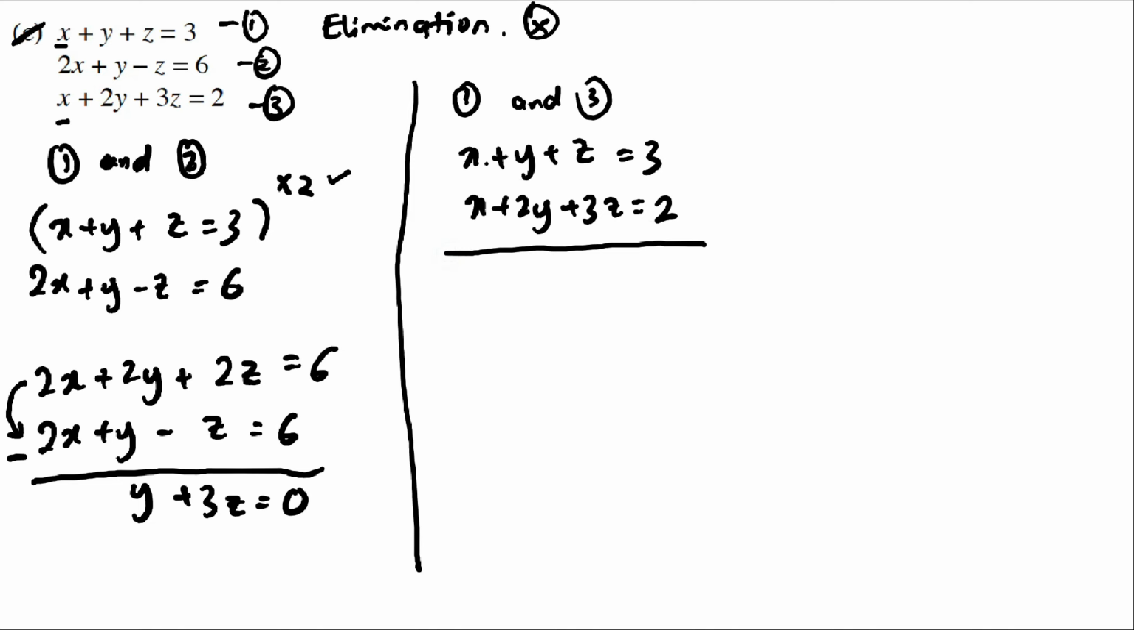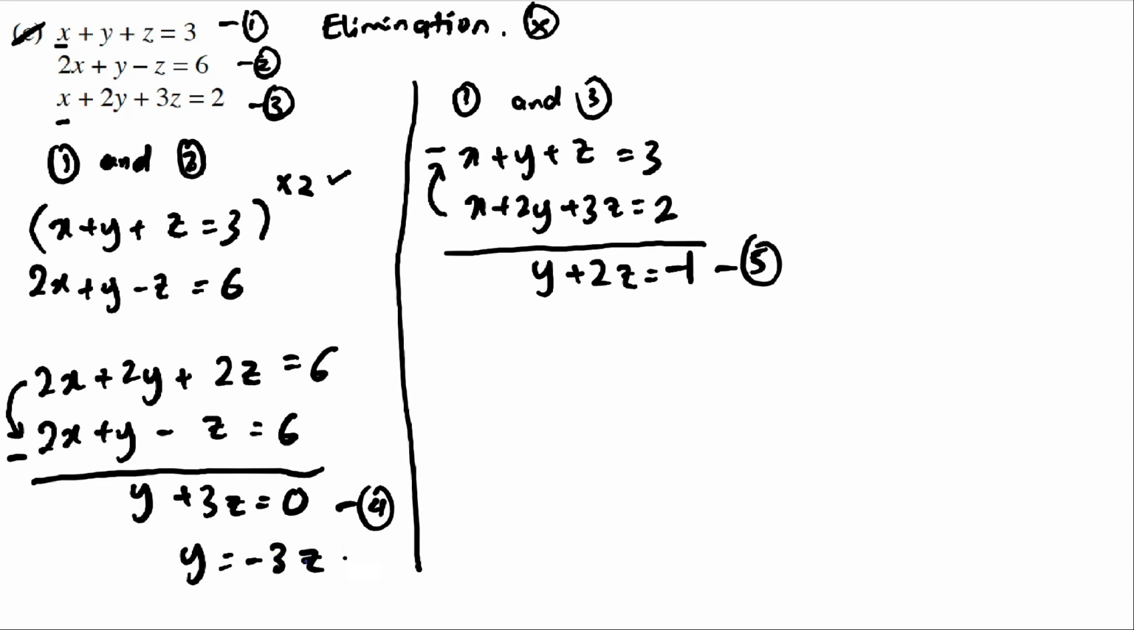To eliminate x, we just minus, x is equal to 0. And you see here, below here is 2y. So I want to minus below minus the first equation, second equation minus the first equation. 2y minus y, we get y. 3z minus z, we get 2z. 2 minus 3 is negative 1. So this one is the fourth one. This one is the fifth one. From here, y plus 3z is equal to 0. Y is also equal to negative 3z.